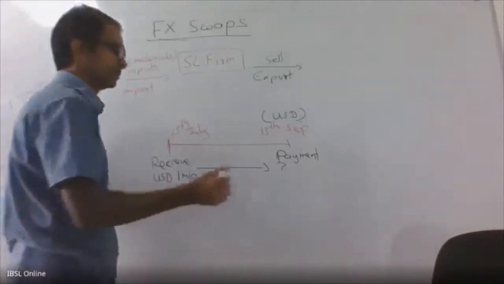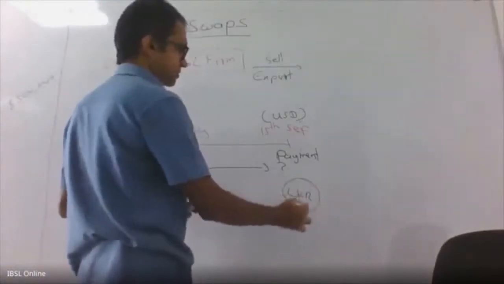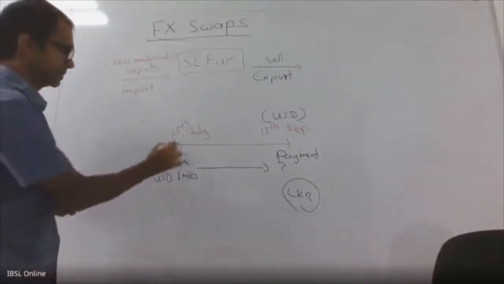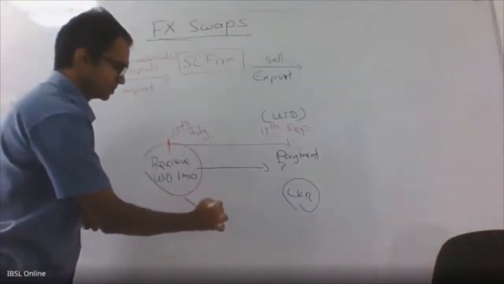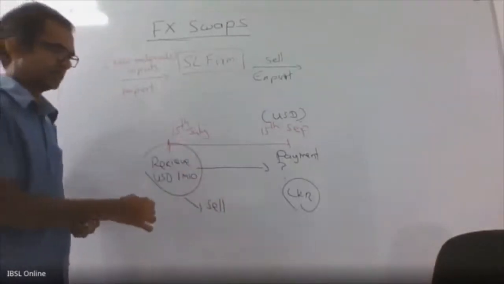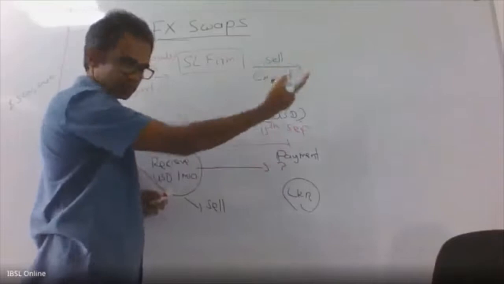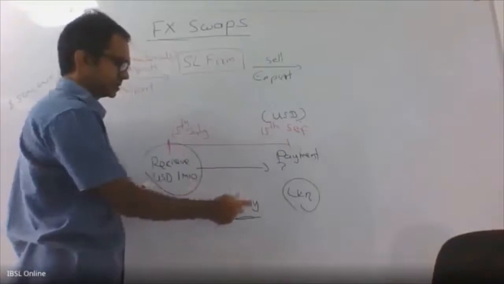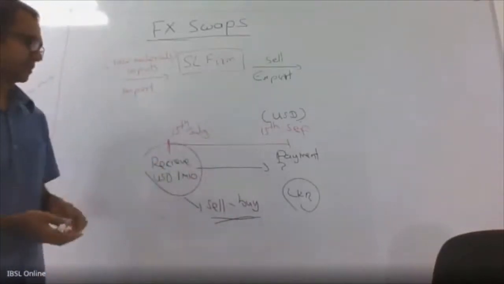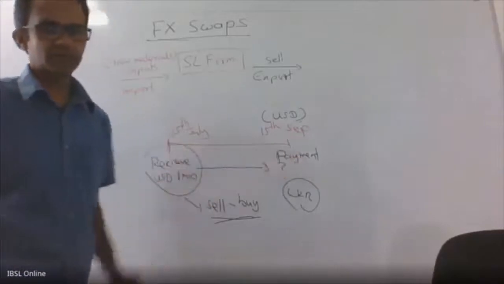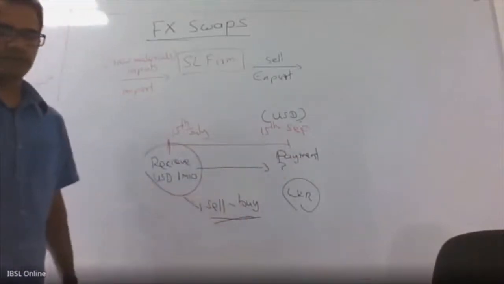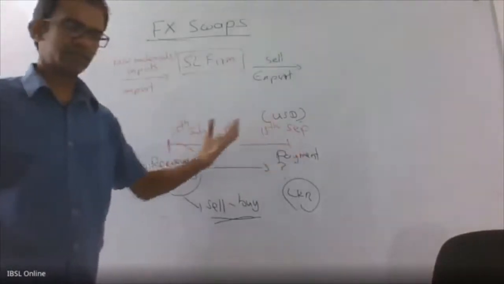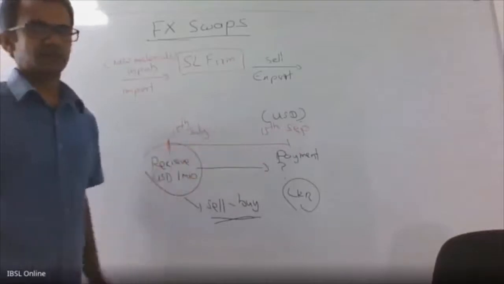You have a rupee flow here, something like that. You can match it. Since it's a receipt, what you have to do is sell in the near leg, and there's a payment on the future leg. You enter into a sell-buy transaction. If you have a receipt first and the payment second, enter into a sell-buy transaction. If you have the payment first and the receipt second, you can do a buy-sell transaction.